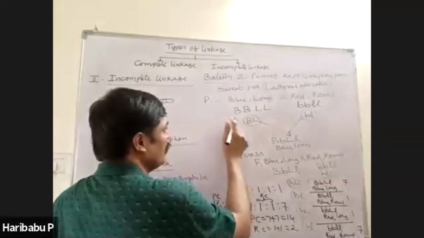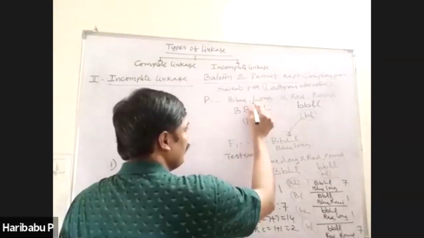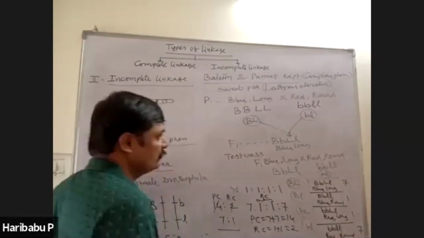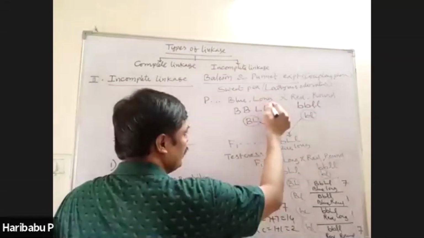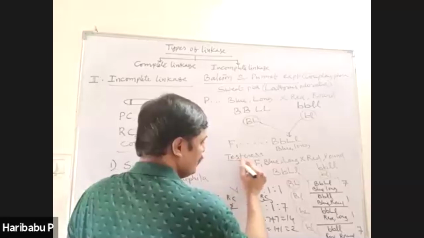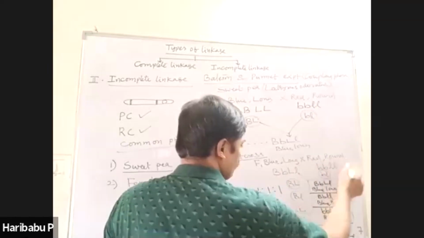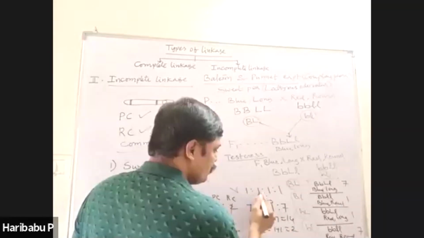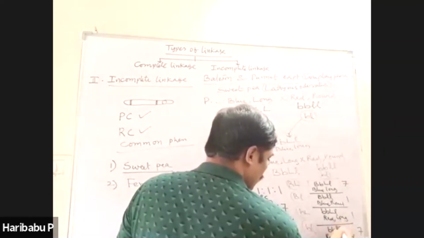Bateson and Punnett crossed blue colored flowers having long pollen with red colored flowers having round pollen. In the F1, all phenotypically blue long were obtained, but genotypically they are different. When F1 is test crossed, that is F1 blue long with red round homozygous recessive, the expected ratio is 1:1:1:1. Blue long, blue round, red long, red round.